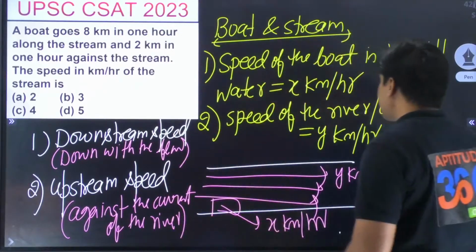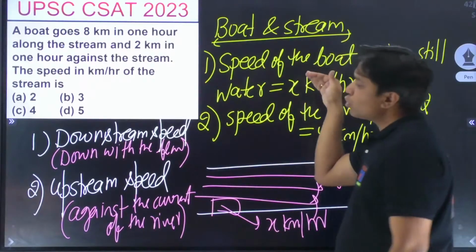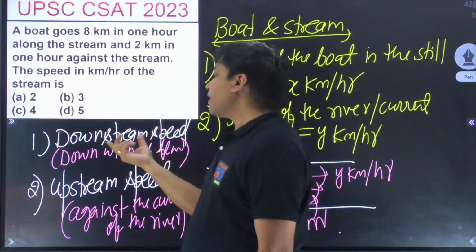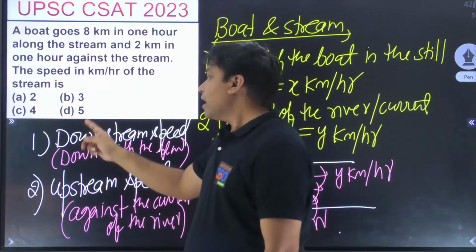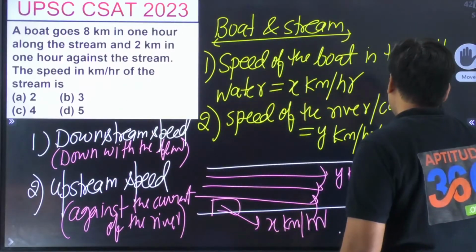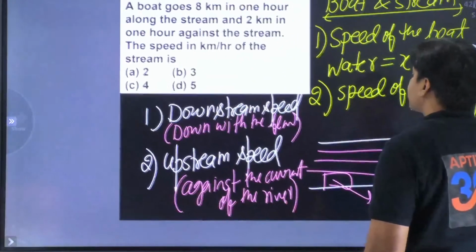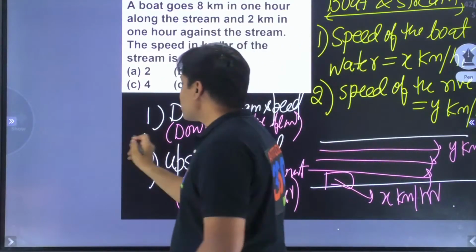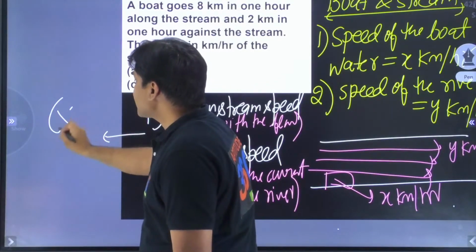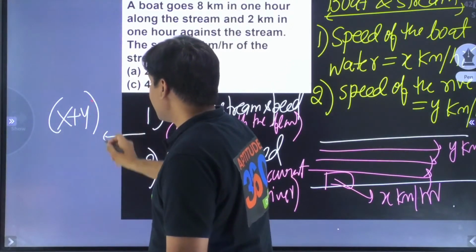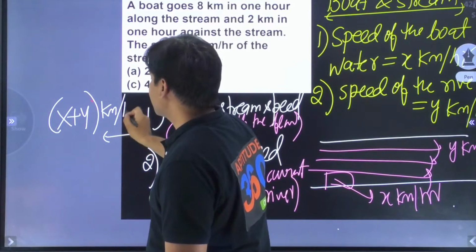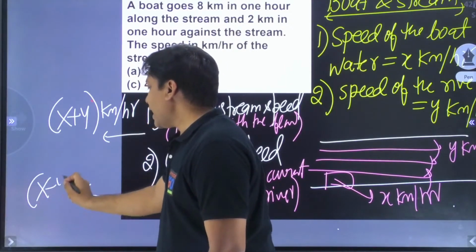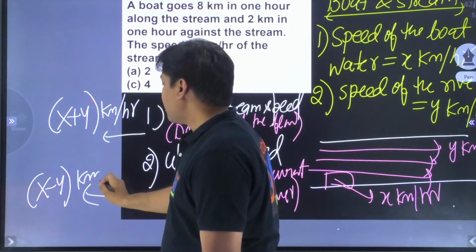Now there are two speeds that now you're understanding. One, you have understood what is x and y. What is the second thing? You also have understood the value of downstream and upstream speed. So downstream speed is going to be how much? The downstream speed is x plus y. Do you understand? Kilometers per hour. Whereas in case of upstream, it is going to be x minus y kilometers per hour.